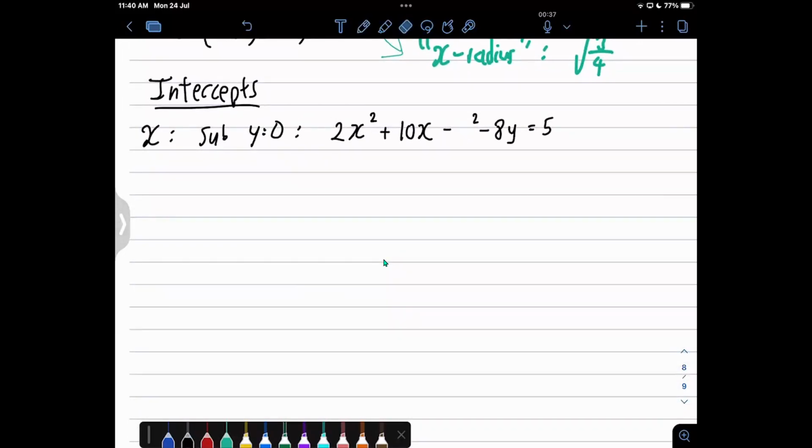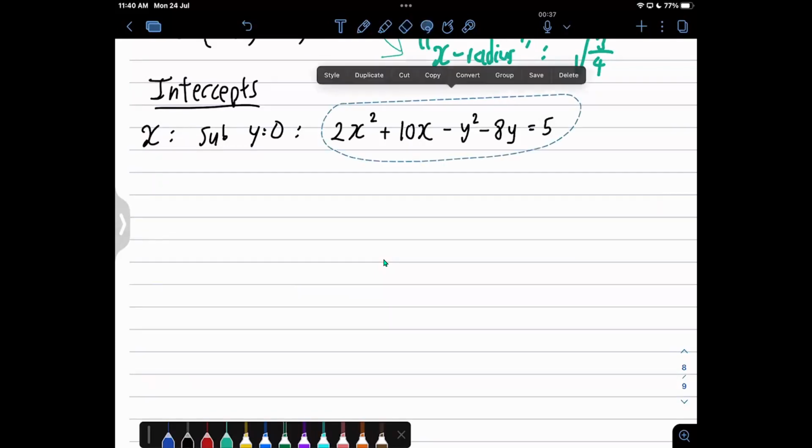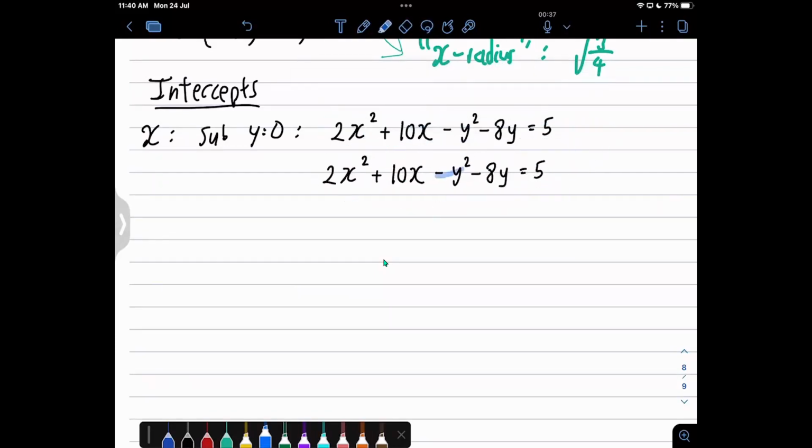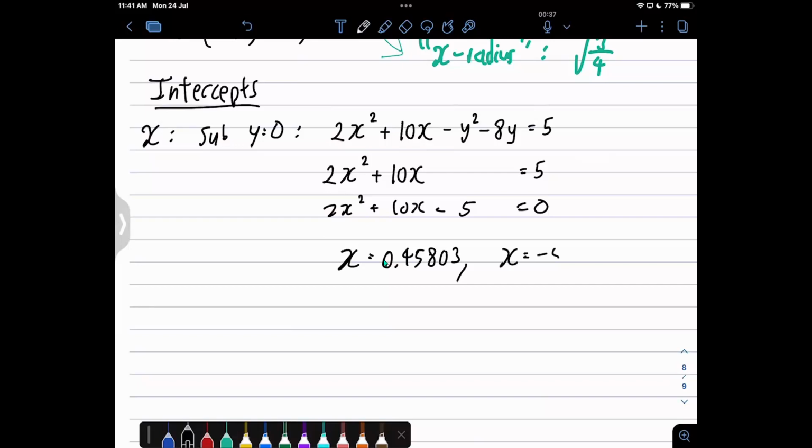So here, minus y squared minus 8y, that just becomes 0. Minus 0, minus 0. Okay, I'll just erase it. Equals to 5. And as a result, you have a quadratic. And just solve. Yeah, just use calculator. I'm not gonna try and factorize it myself. You can use x equals negative b plus minus square root of b squared minus 4ac over 2a, but there's no point. Just use a calculator.